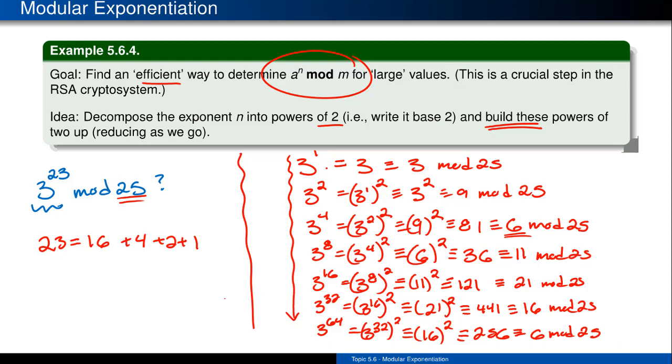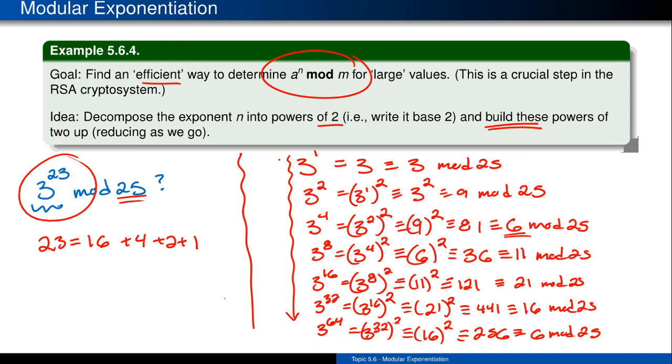So I get 3 to the 1, 3 squared, 3 to the 4th, 3 to the 8th, 3 to the 16th, 3 to the 32nd, and then 3 to the 64th. All right, so now that I have this massive laundry list of all of these powers of 3 that I want to deal with, what I can actually do is go back to trying to compute what is 3 to the 23rd power and then reduce that thing mod 25.